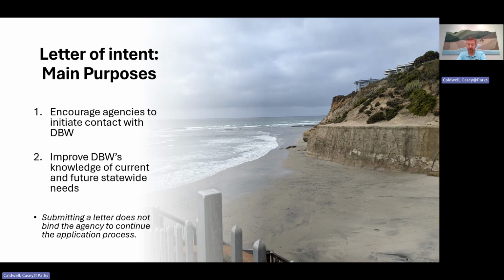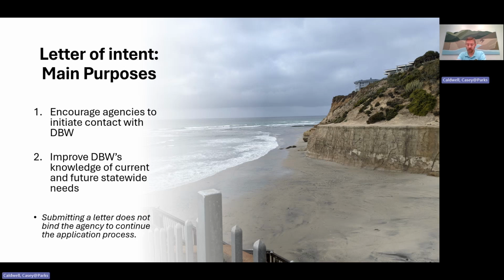So now I'll get more into the letter of intent, and there are 2 main reasons DBW requires a letter of intent. First, we want to encourage agencies to initiate contact with us to discuss your needs and to consider applying for grants. Of course, you can always pick up the phone and call me before submitting a letter of intent or just to discuss your projects.